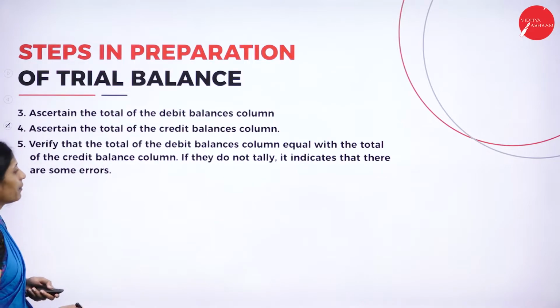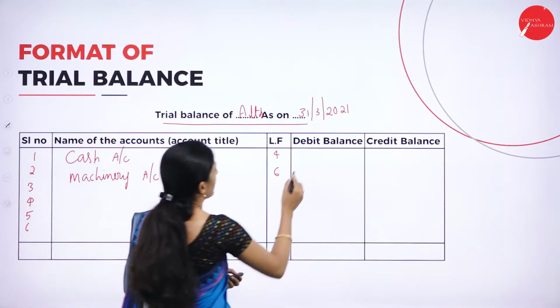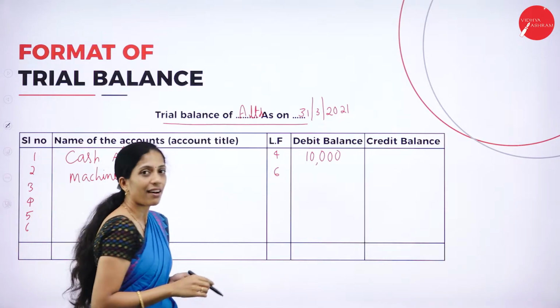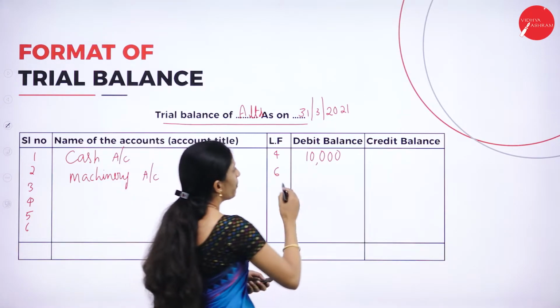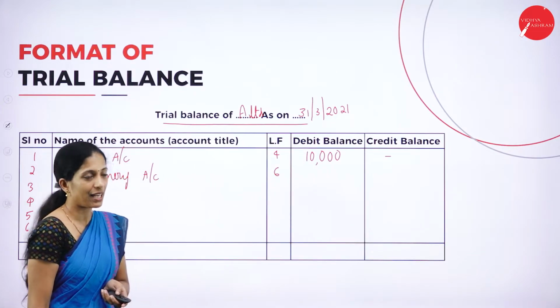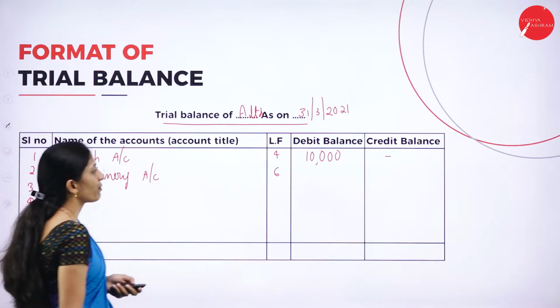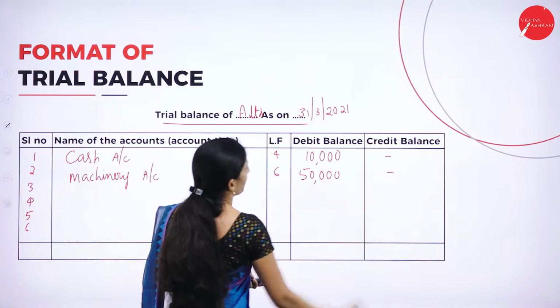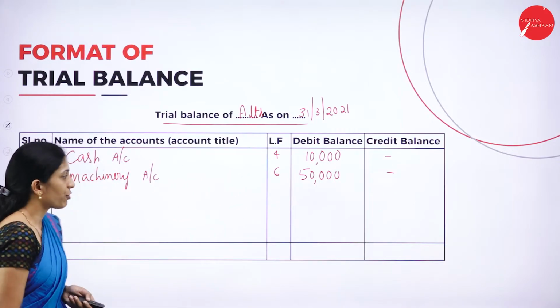Now, if you see here, that is cash account. We shall assume that the amount is 10,000. So I have written it in the debit balance. Bank or cash is what? It is an asset, so we will record it in the debit balance. Next, machinery also. We shall take it as 50,000. So it is also a debit balance. Like this, we have to record.